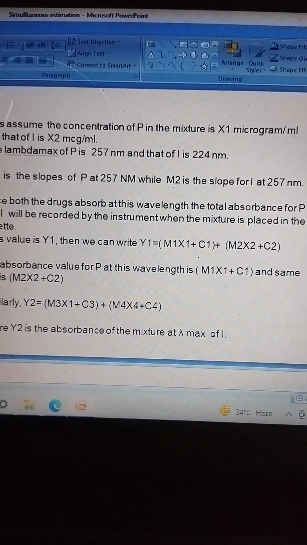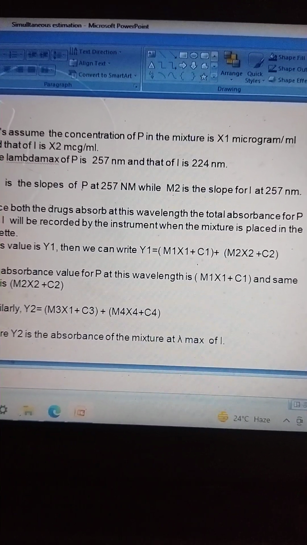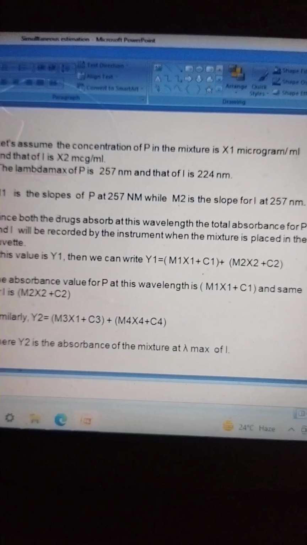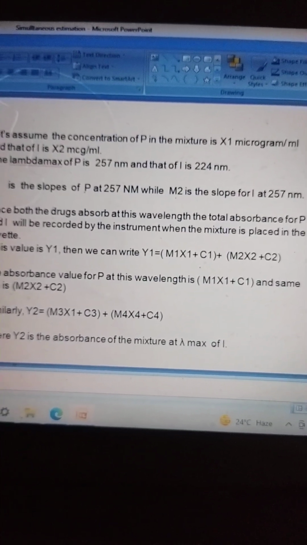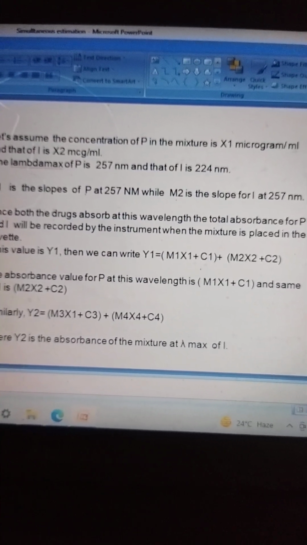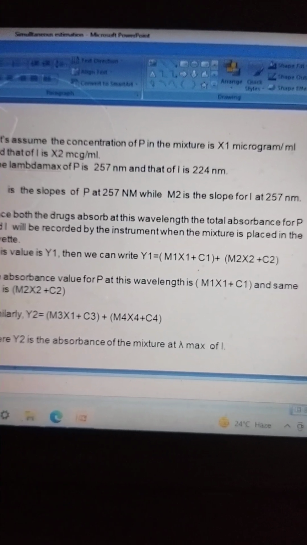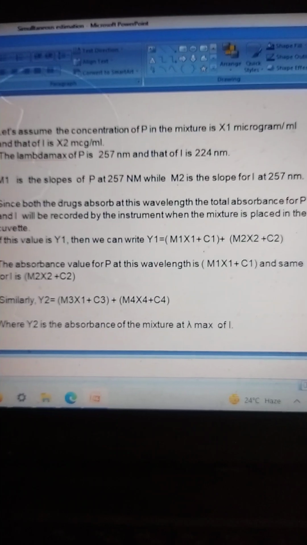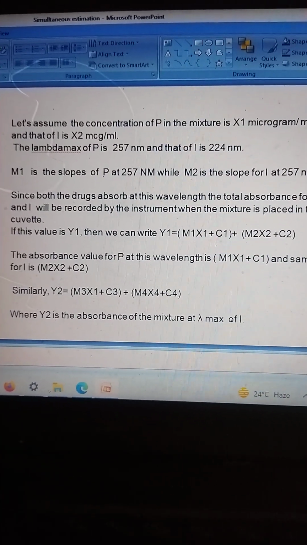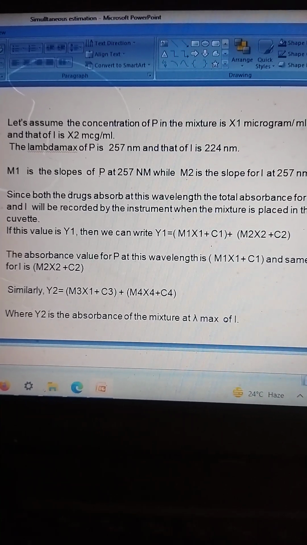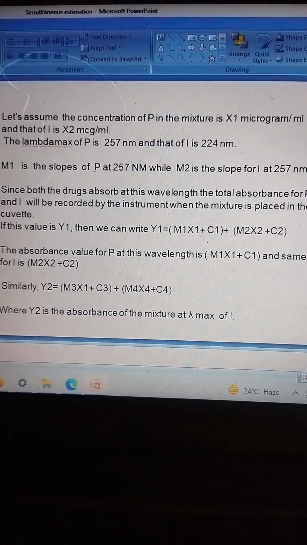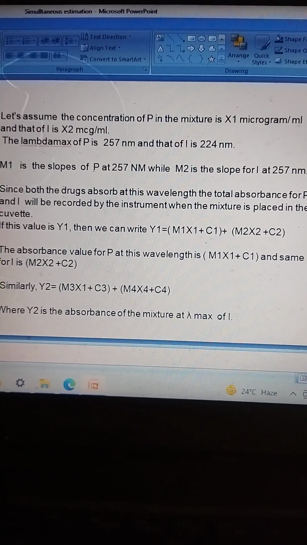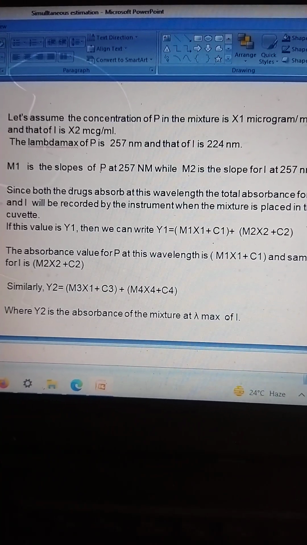The total value Y1 recorded at 257, or the first wavelength, whatever it be, is equal to M1X1 plus C1 plus M2X2 plus C2. Contribution of paracetamol plus contribution of ibuprofen makes the overall value of absorbance at one wavelength. Similarly, Y2 is equal to M3X1 plus C3 plus M4X2 plus C4. See, everything is almost the same, the pattern is the same, only the slopes are different. That's why we had to use different symbols. We did not change one thing, that is the concentrations of the two components.